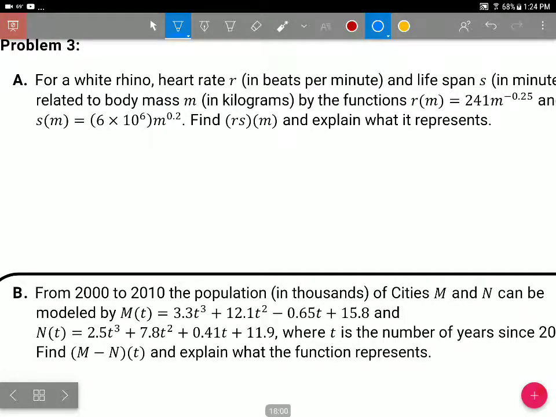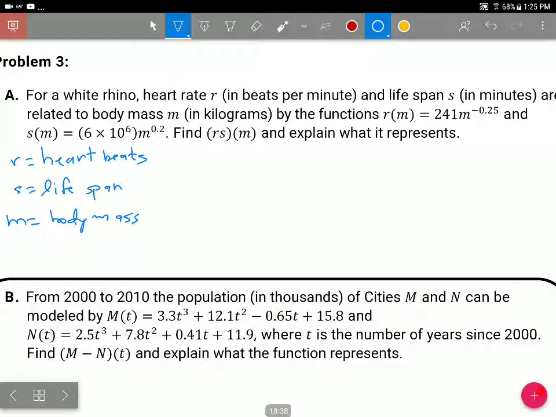For a white rhino, heart rate is R beats per minute, so R equals heartbeats, and lifespan is S in minutes, so S is lifespan, and both are related to body mass in kilograms. M is the body mass of the African rhinos. So by the functions, R of M is that, and S of M is that. Find R times S of M. What is it telling you to do to those two?